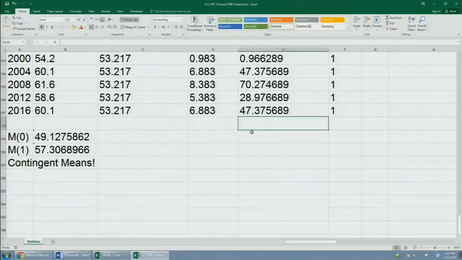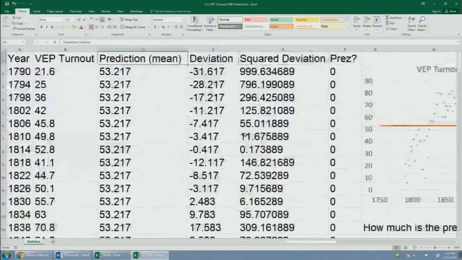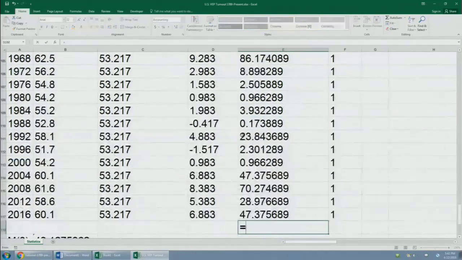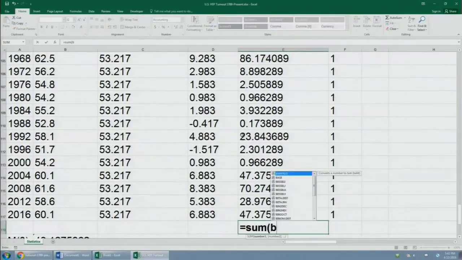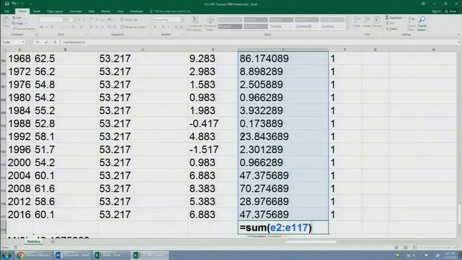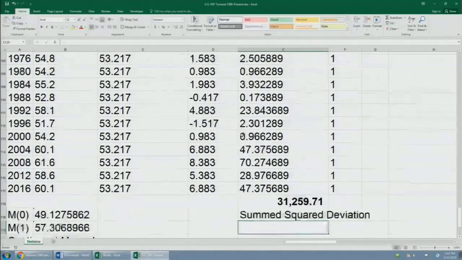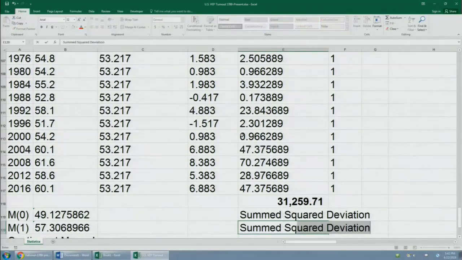Wait, let's check this out here. So, we had, for 53.217, right? We had deviations, then we had squared deviations, and then if we added all those up, E2 to E117, we had this thing called the summed squared deviation, also called summed squared error. And that is for 53.217, right?